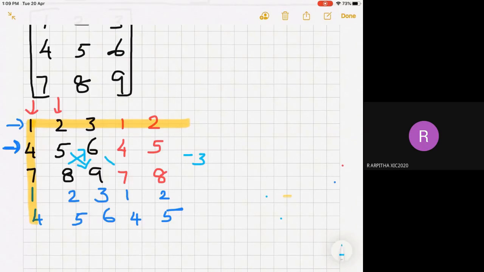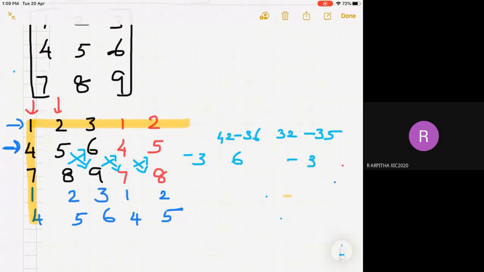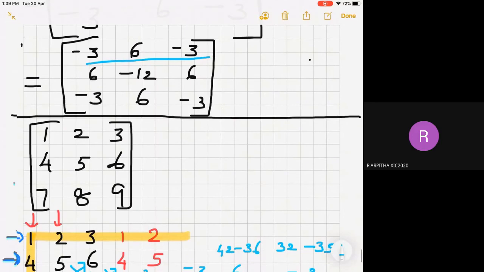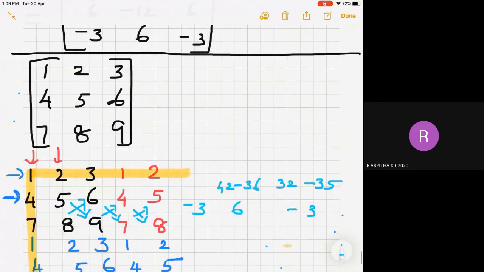Next I multiply like this. 4, 6 into 7, 42 minus 36. 42 minus 36. How much is it coming? 6. Next I multiply this, 32 minus 35. How much am I getting? Minus 3. And you can see that this becomes the first row, that is, I have found the cofactors of the first row.